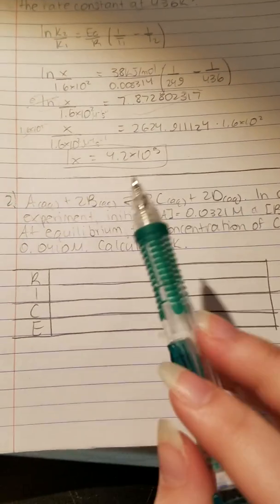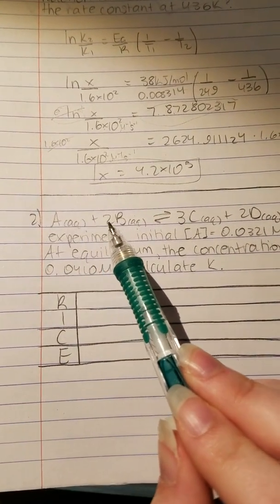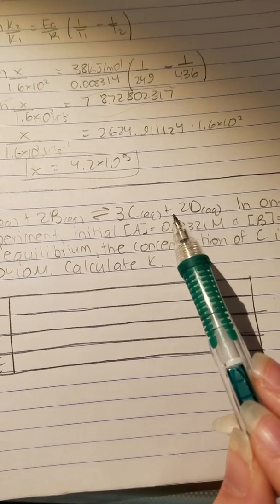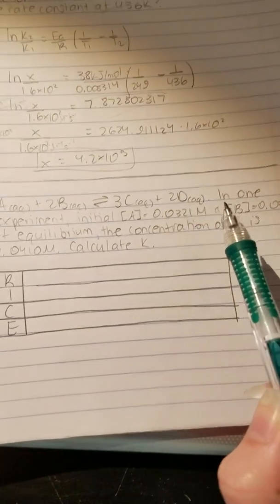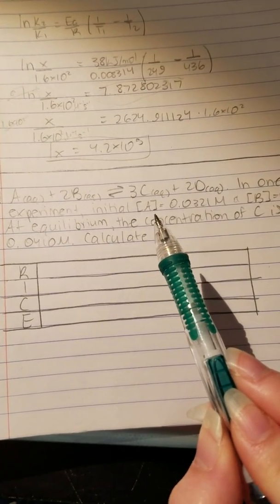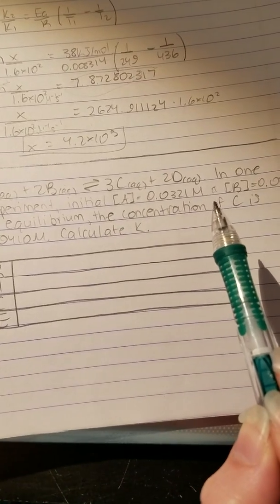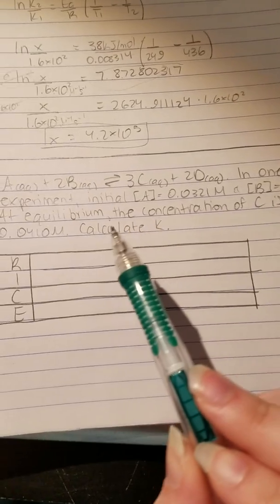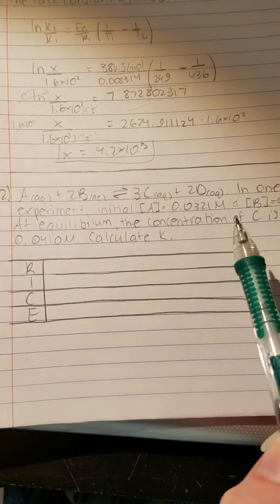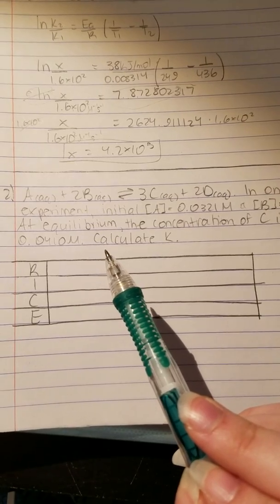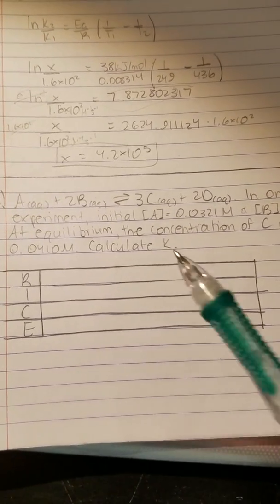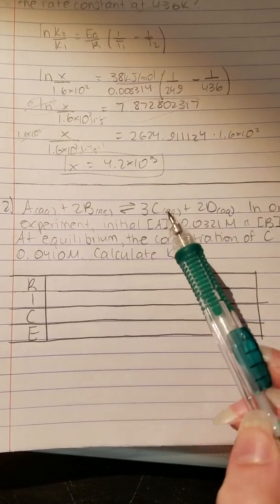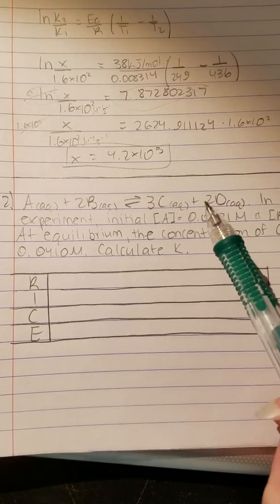Okay, so for this one, you're given the problem A aqueous plus 2B aqueous, the double arrows, 3C aqueous plus 2D aqueous. And then it says in one experiment, the initial concentration of A is 0.0321 moles, and the initial concentration of B is 0.0357. At equilibrium, the concentration of C is 0.0410. Calculate K. So to calculate K, you actually need all of them to be at equilibrium, and you have 2 of them at initial, and one of them you don't even have any information for.